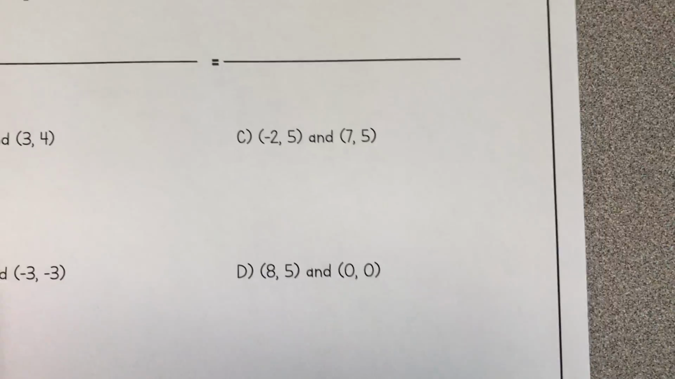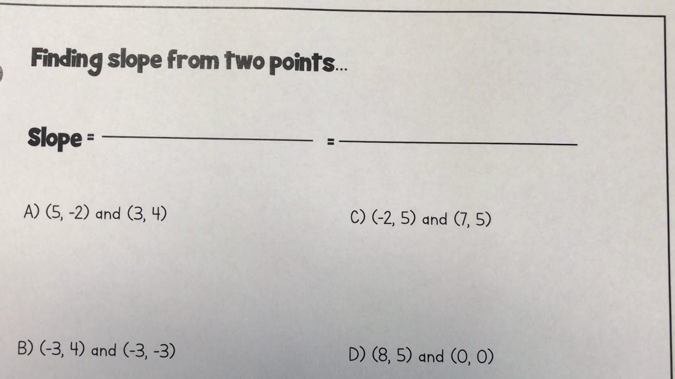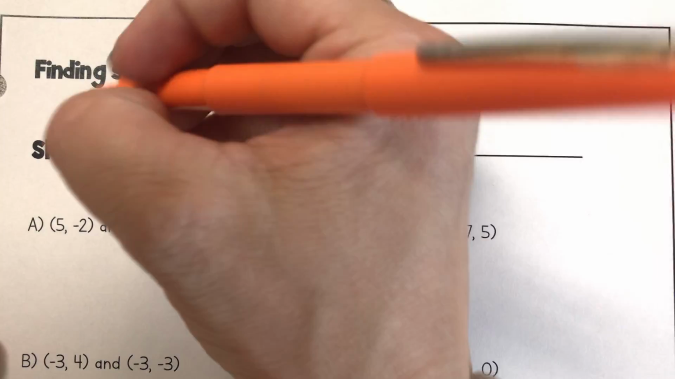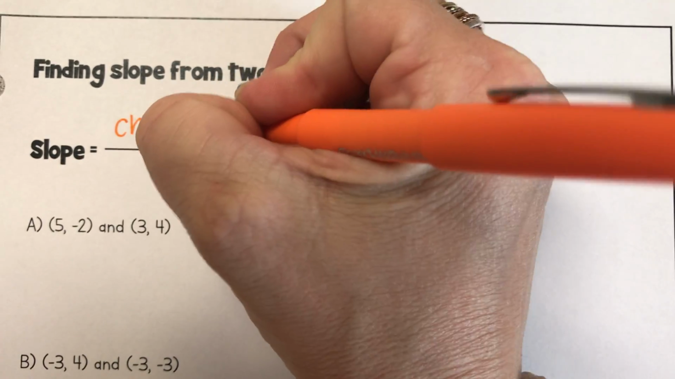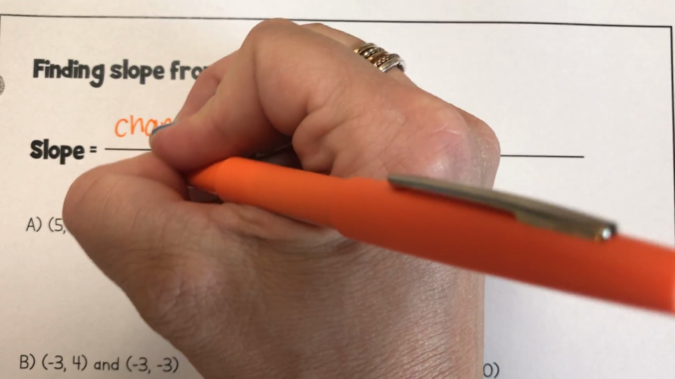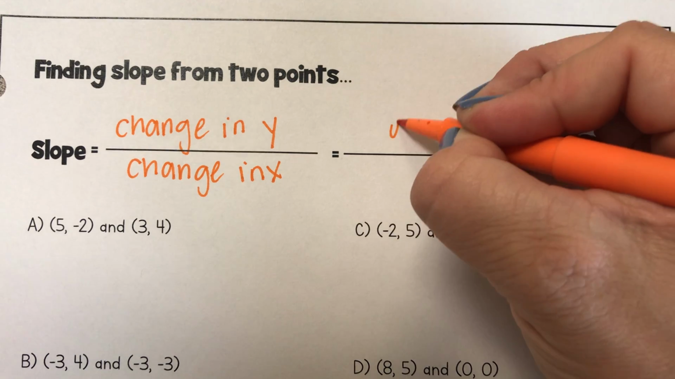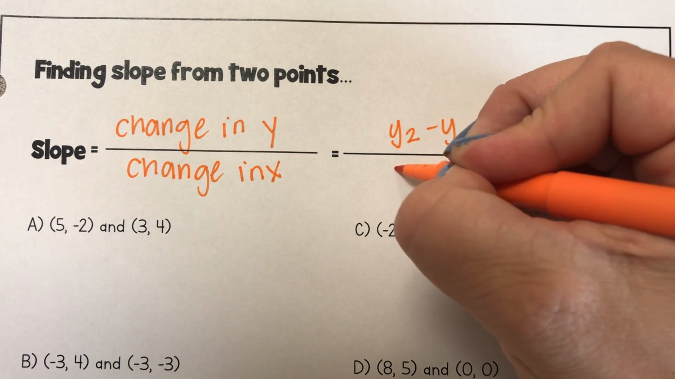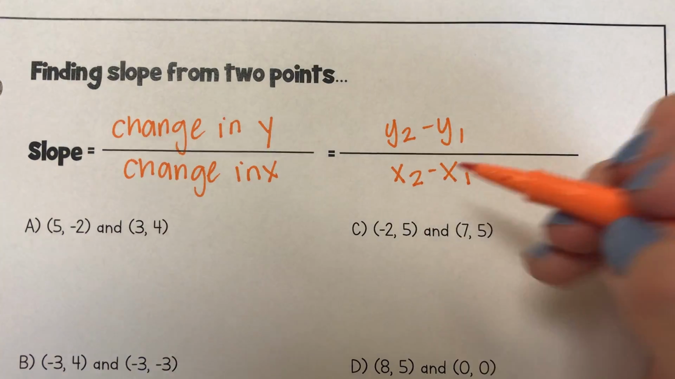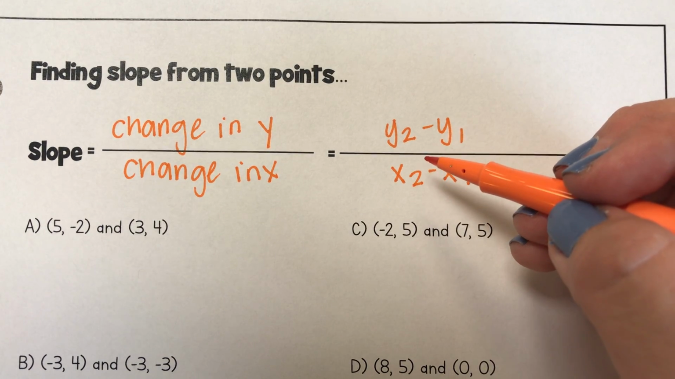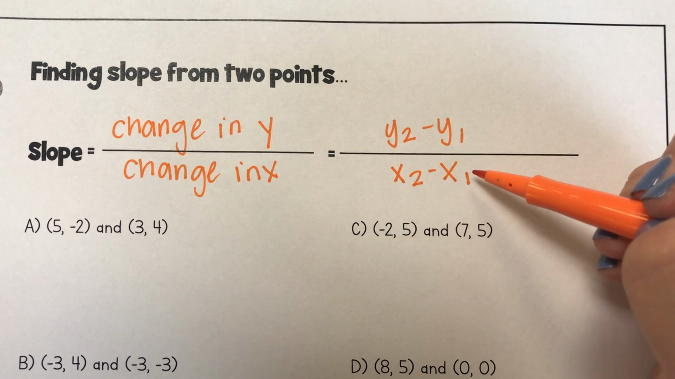Okay, flip your page over and let's talk about when we're finding the slope from 2 points. Okay, so we're going to use the formula. Well, we don't want to forget that it's change in y over change in x. So that's y2 minus y1 over x2 minus x1. Okay, and these are not exponents. They're not squaring anything. It's telling us the second y and the first y, the second x and the first x.